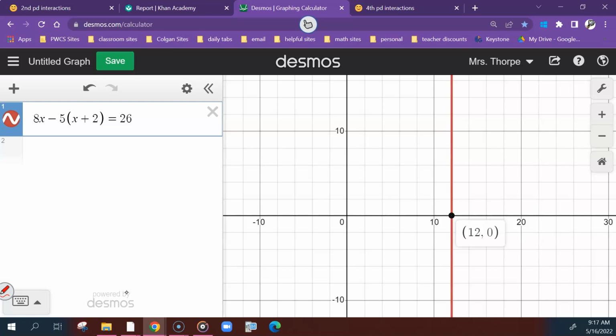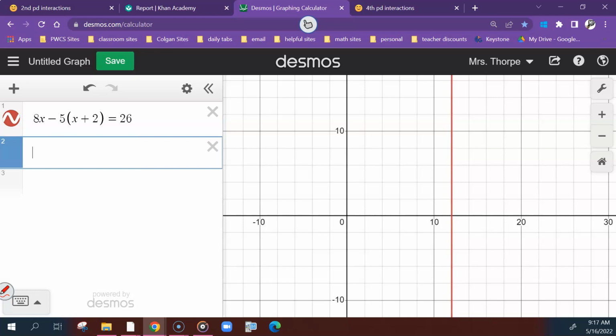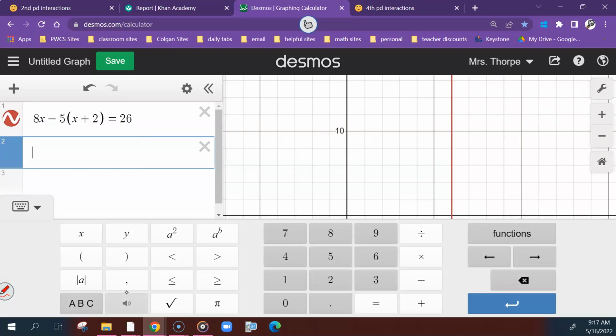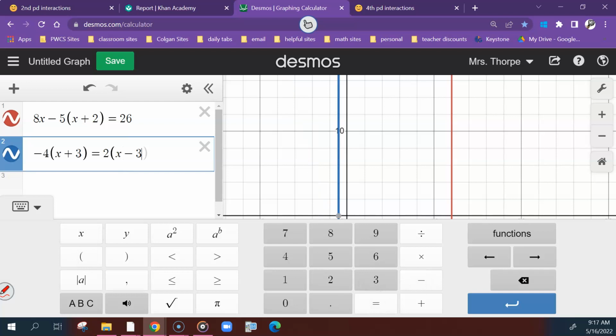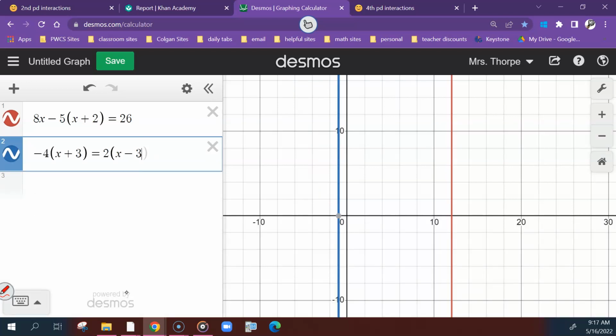Okay. Other questions? 2, 3, or 4? Read it off to me, please. Negative 4, parentheses, x plus 3, equals 2, parentheses, x minus 3. Wait. Should be x equals negative 1.